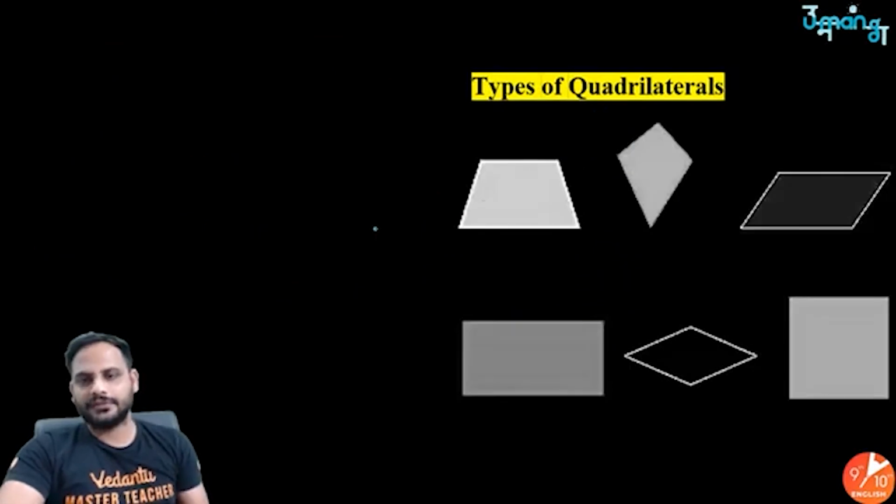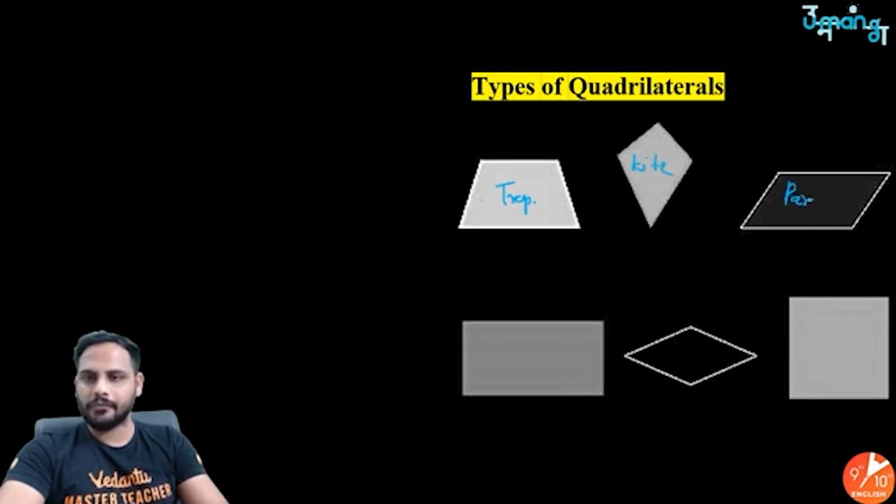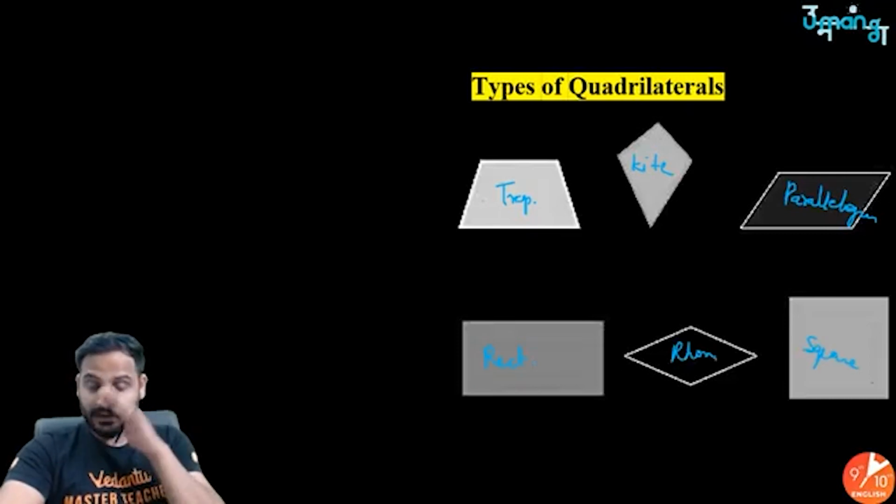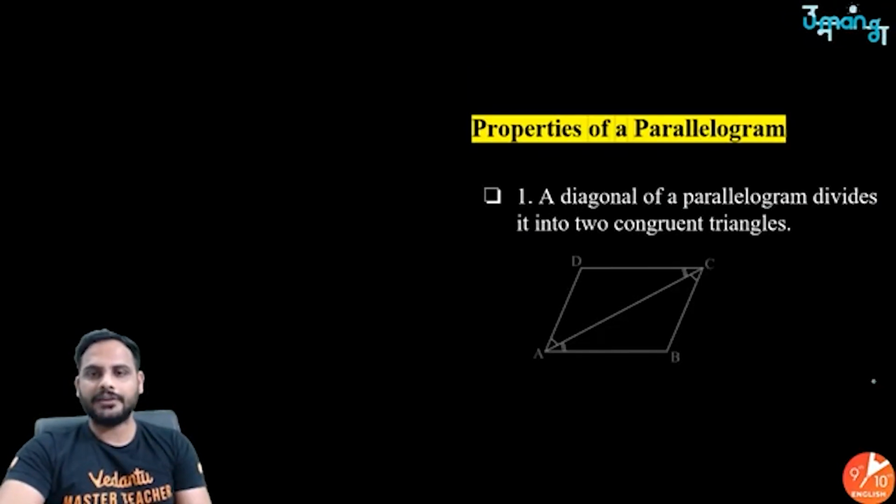Okay, so these are the different shapes which I have told you. This is your trapezium, kite, parallelogram, then rectangle, this is your rhombus, and then this is your square. Got it? So these are your different quadrilaterals. After that, properties of parallelogram.